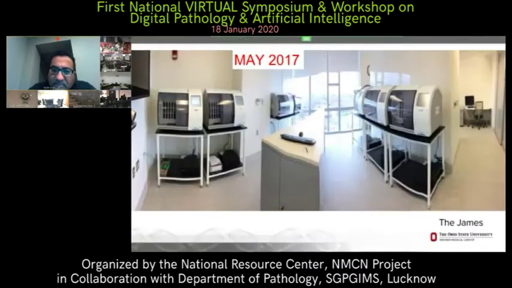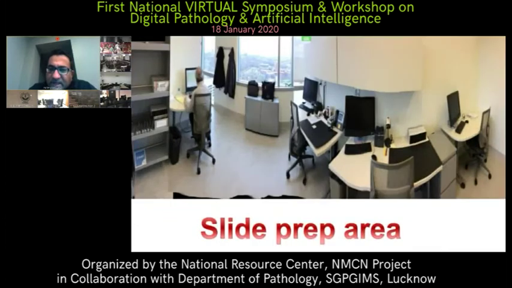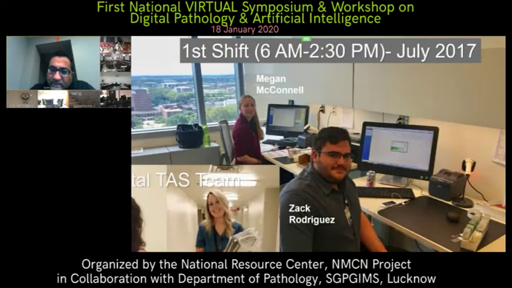This is what the space looked like. It's about 800 square feet in area, and we have several stations for technicians who come in. Initially, when we started, we were doing retrospective scanning. So we were bringing slides from the archives, cleaning them up, integrating them and linking them to the image management system, and scanning them. So this was a lot of work.